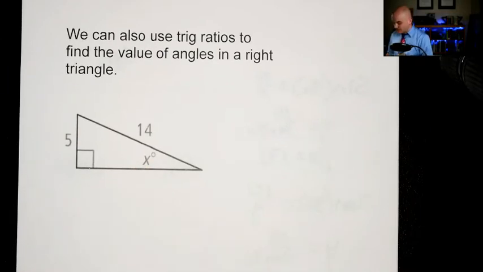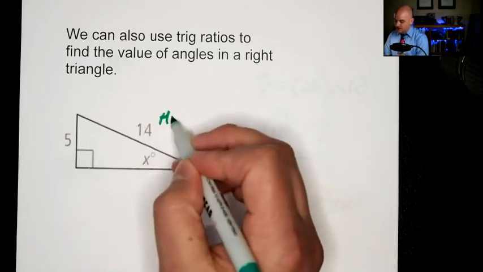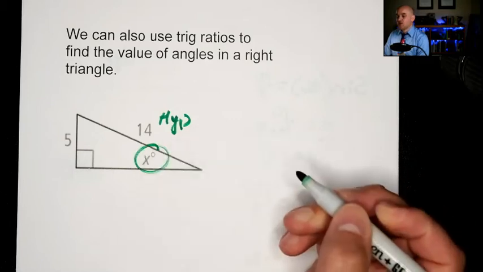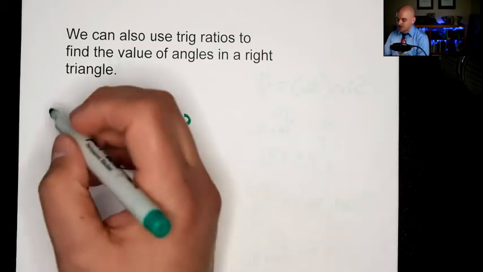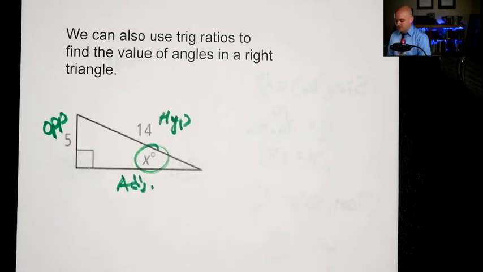So we're going to tackle this the same way. Start off by labeling your sides. Across from 90 is your hypotenuse. Across from your angle, in this case the one we want to find, x, is your opposite side, and then your remaining side is your adjacent.